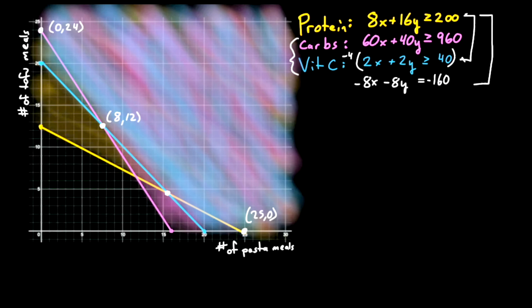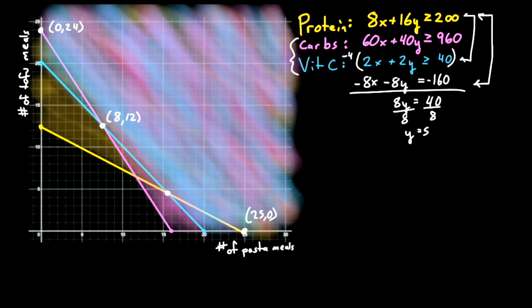All right, so now I'm adding the top equation and this new bottom equation. So 8x and negative 8x, those cancel out. We've got 16y minus 8y, that would give me positive 8y, equals, and then on the right side, 200 minus 160 leaves me with 40. All right, divide both sides by 8, and you get y equals 5.